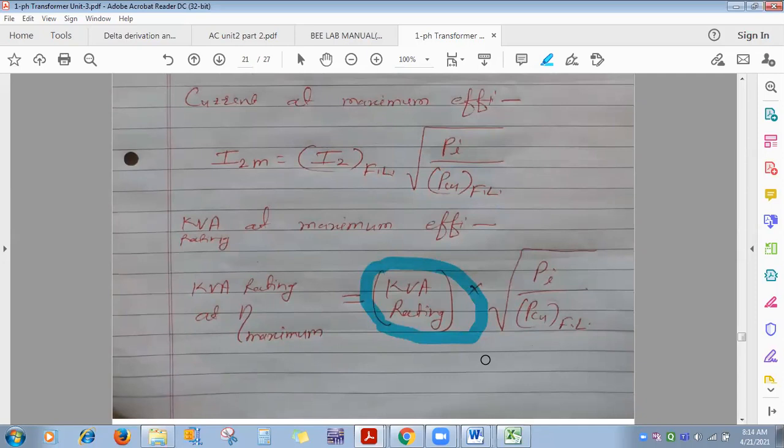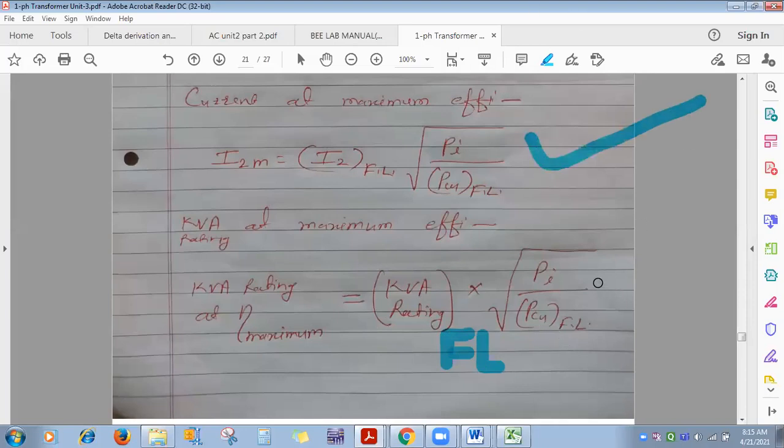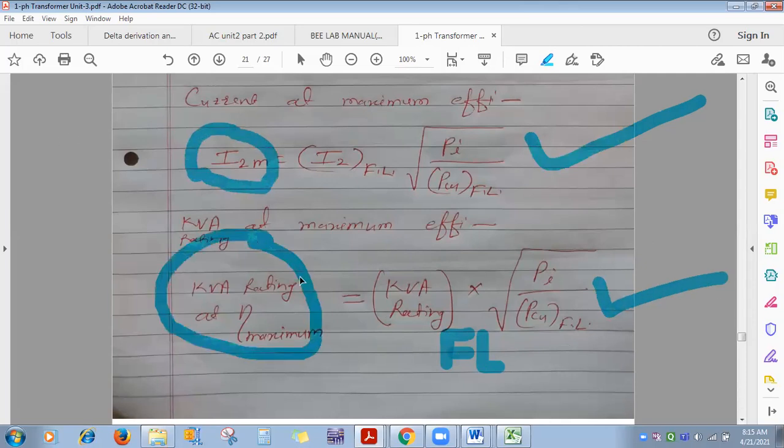By default, it's a full load KVA rating. So this is nothing but the full load KVA rating you have to use here, or you can use the suffix full load. So full load KVA rating into square root of iron loss upon full load copper loss. Just put the values in the formula and you will get the current and the KVA rating at maximum efficiency point.